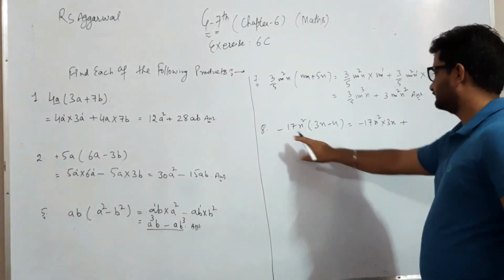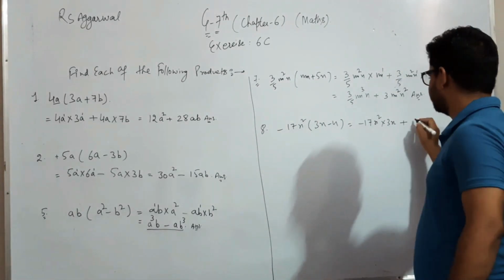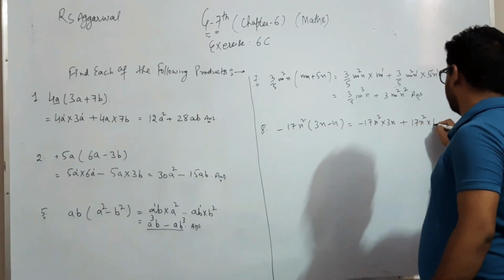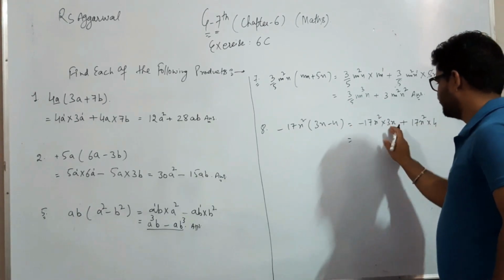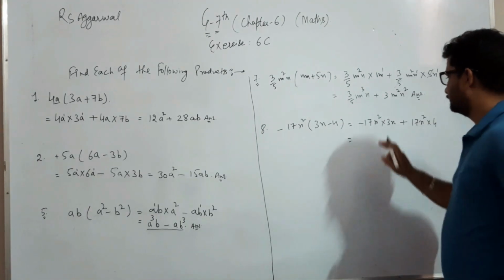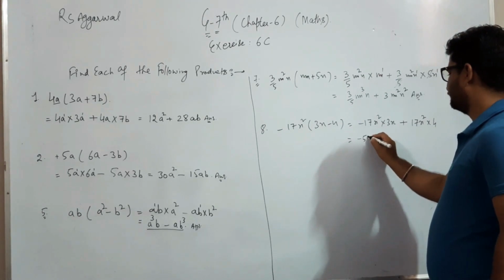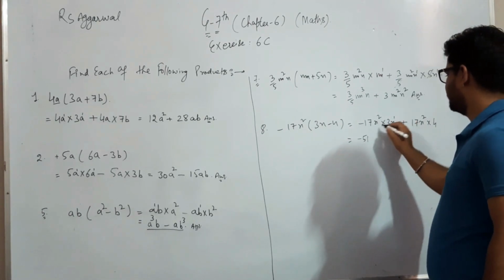Then we write the plus sign. This minus minus is plus 17x square. Second, x raised to power 2 is multiplied with this 4. We write like that. And then first we multiply the constant term. So 17 times 3 is 51. So minus 51. Then x raised to power 1 and 2.